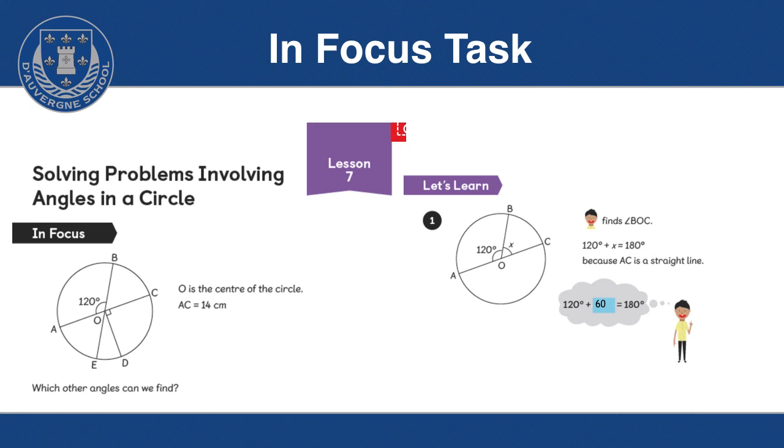And Ravi knows that 120 degrees plus X is going to equal 180 degrees because AC is a straight line, and we know that angles on a straight line always add up to 180 degrees. So 120 plus X is going to equal 180. We can therefore do 180 minus 120 and we get left with 60. So angle X is 60 degrees.